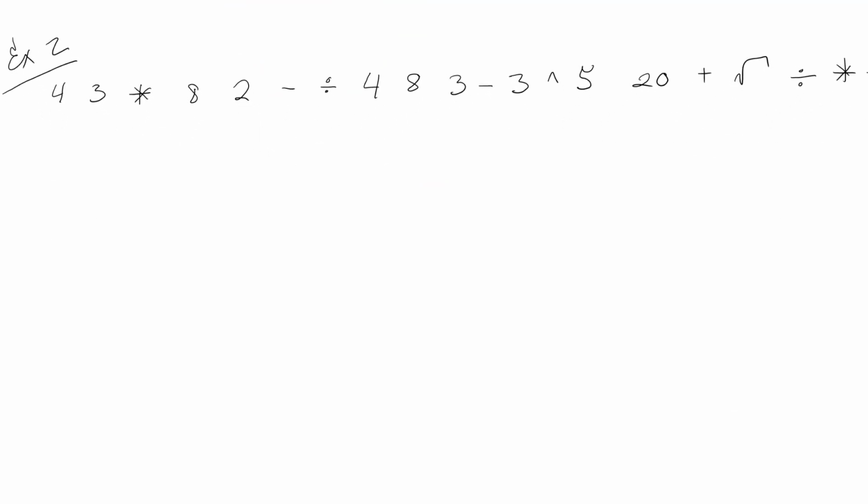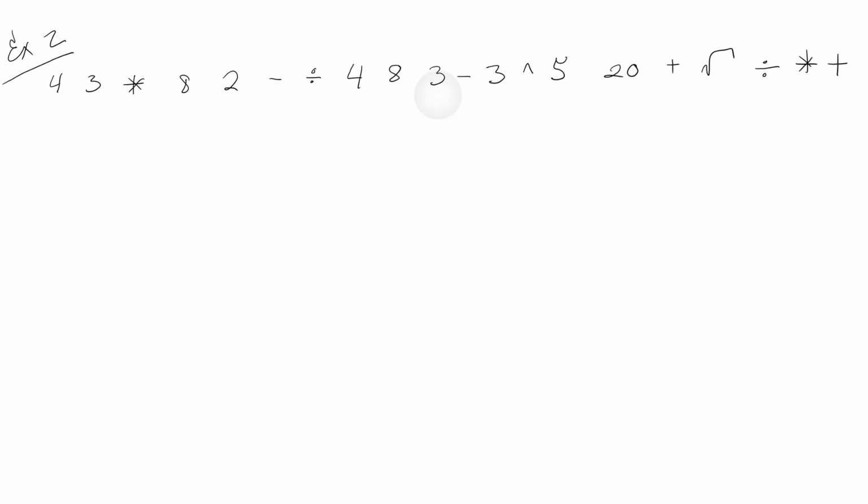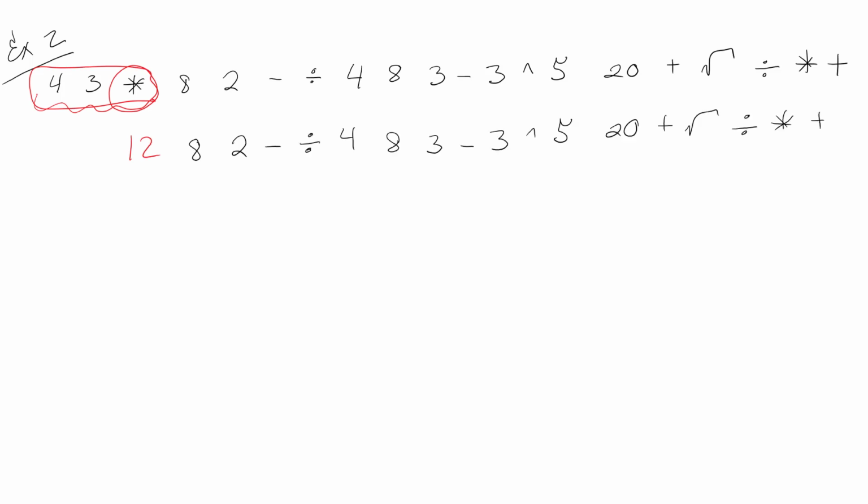All right, so here's my second example. I'm going to go across. Yay! 4 times 3 is 12. And now I'm just going to rewrite all these. All right, now we'll do the next one. Oh, look, it's a minus sign. I'm going to apply it to the two previous numbers. So I have 12. 8 minus 2 is 6. And then I have the rest of these terms again.